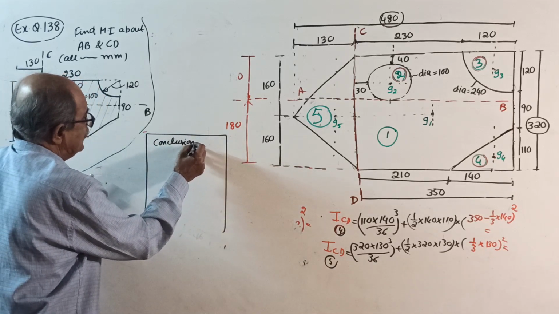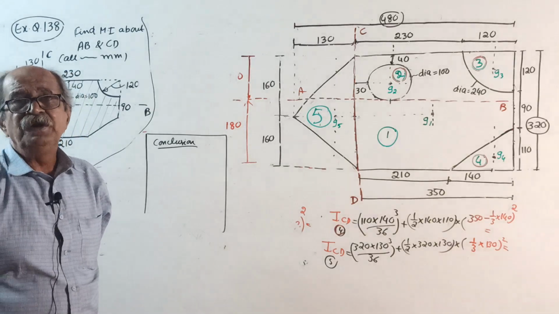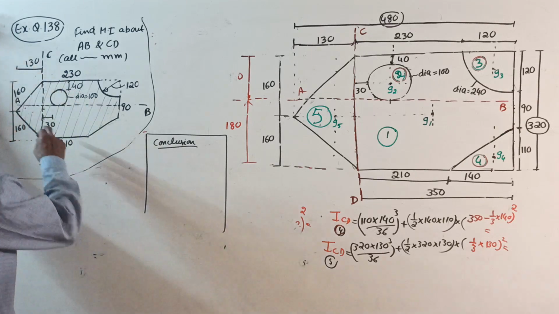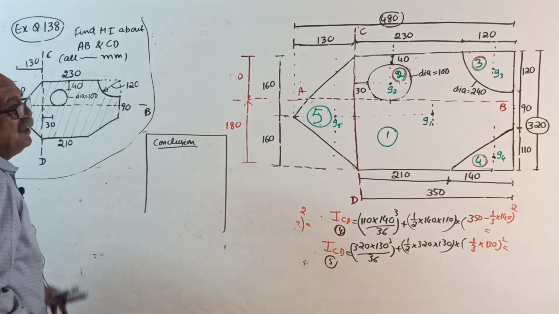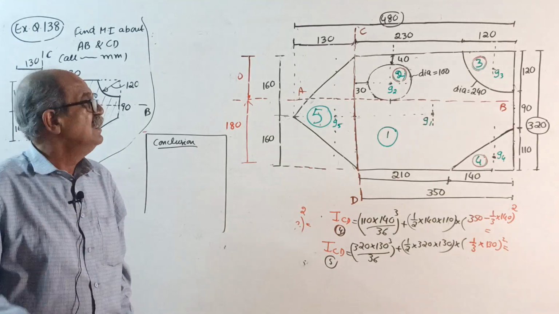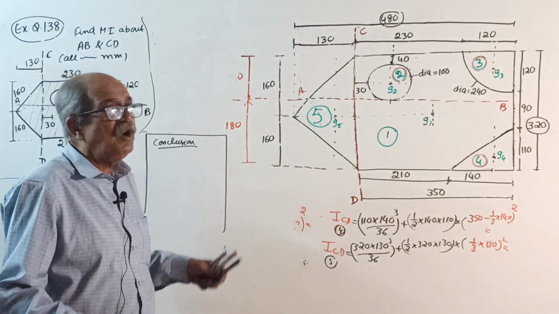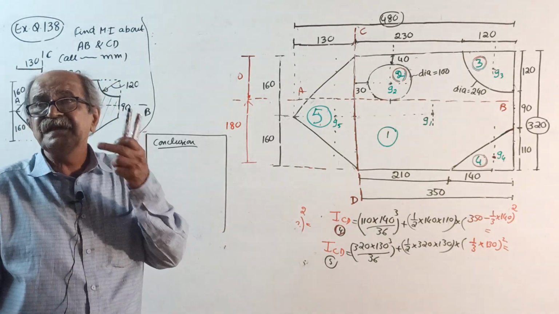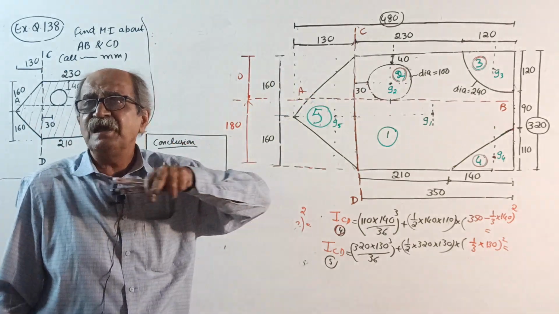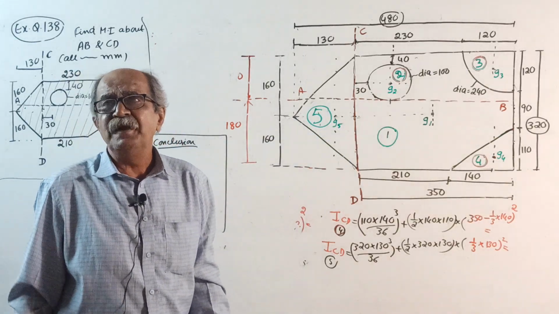I dictate, you write. This question wanted moment of inertia about two randomly given axes, one AB and one CD. We did not bother to locate the centroid. Why would you want the centroid? The required axis is known. If moment of inertia about a centroidal axis is required, that is IXX, IYY, first you locate the centroid by finding X bar and Y bar, then mark that axis and find the moment of inertia.